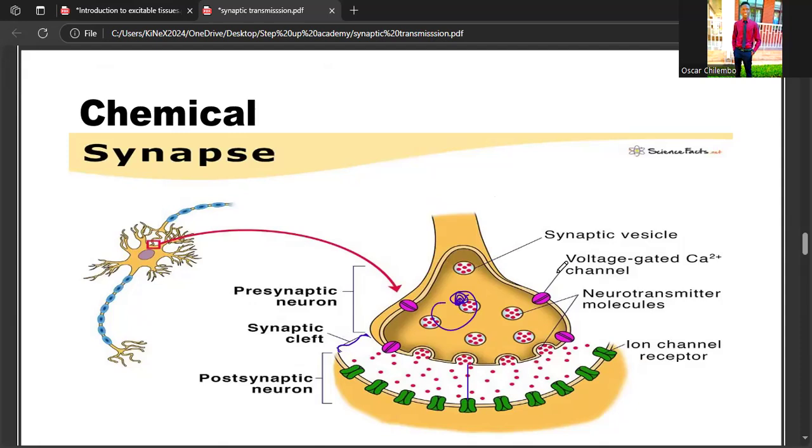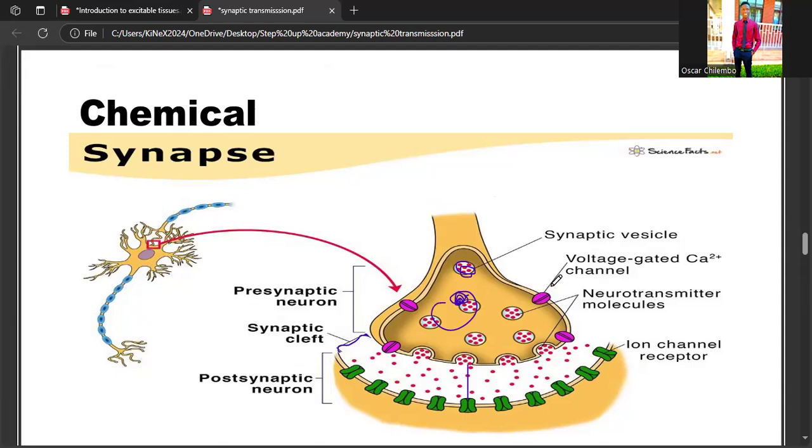Okay. So we need to look at the components of the presynaptic neuron and the postsynaptic neuron. How do they communicate when there is no direct connection between the pre and the post? Okay, when we look at these synaptic vesicles in the presynaptic neuron, they contain neurotransmitter molecules, like glutamate, acetylcholine, or GABA.